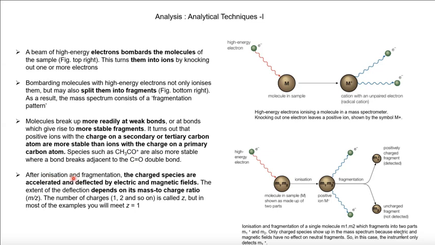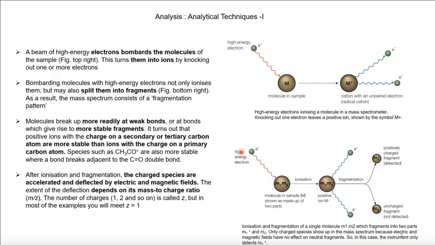Okay, after ionization of fragments, the charged species are accelerated, as I say, and deflected by electric and magnetic fields. This deflection depends on the mass to charge ratio of the molecular ion or fragment. Mass to charge ratio is represented like this, and then Z is equal to 1, 2, and so on. But in A level mass spectrophotometry, we will meet all examples with Z equal to 1.